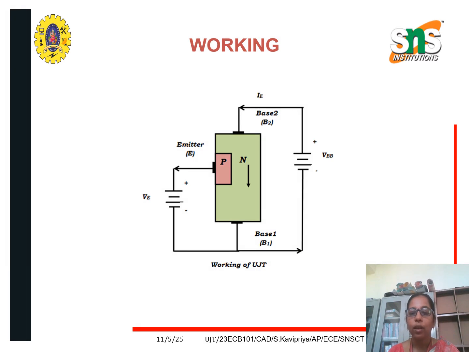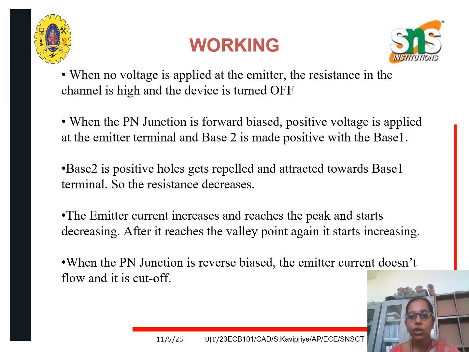Next is the working of a UJT. We connect a supply between base B1 and the emitter, and we connect a supply across bases B2 and B1. Initially, when no voltage is applied at the emitter, the resistance in the device is very high and the device is turned off.